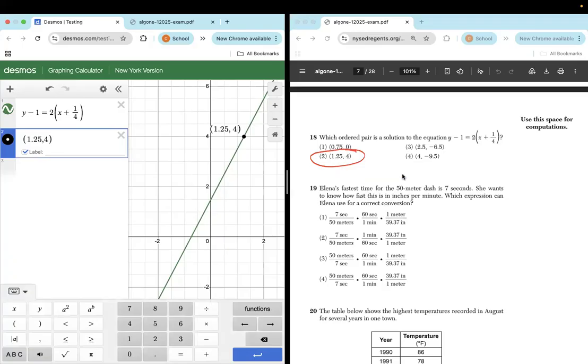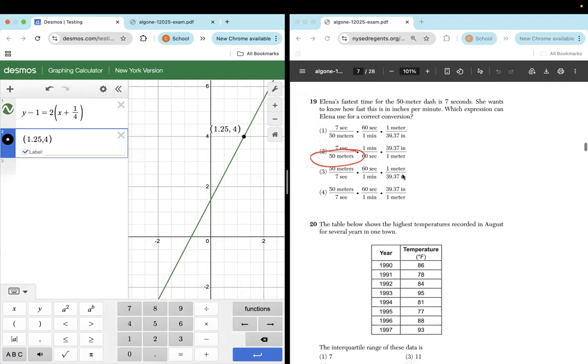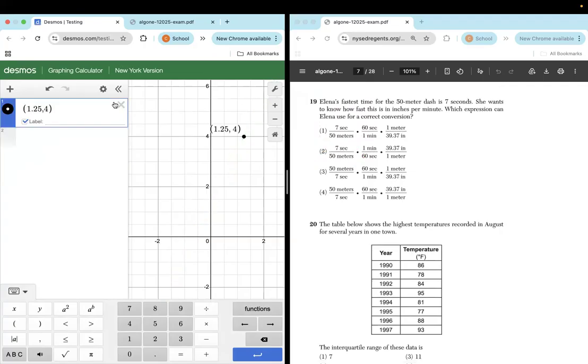Okay, number 19. Elena's fastest time for the 50-meter dash is 7 seconds. She wants to know how fast this is in inches per minute.